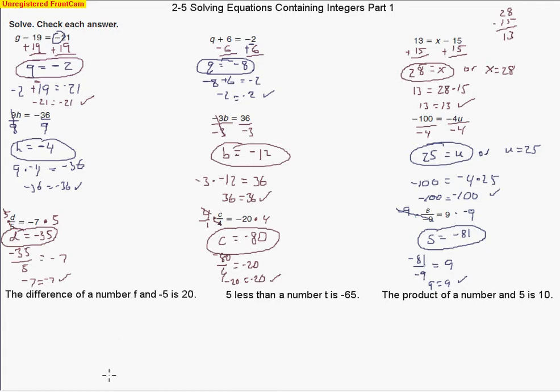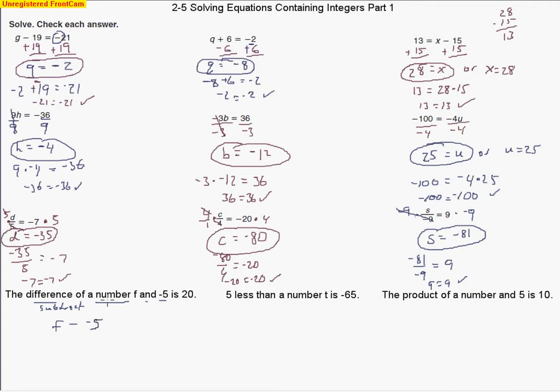Last three problems here deal with writing an equation and then solving. So let's go ahead and try this first one. It talks about the difference of a number f and negative 5 is 20. So the difference means that we're going to end up subtracting. And so we're going to subtract the two numbers that we see first. So a number f and negative 5. So let's do that. F minus negative 5. That's the way it's got to go.